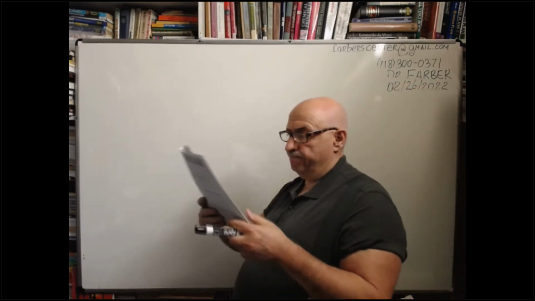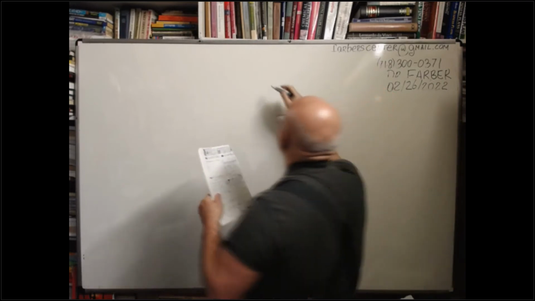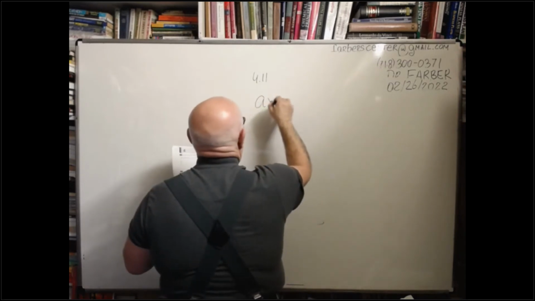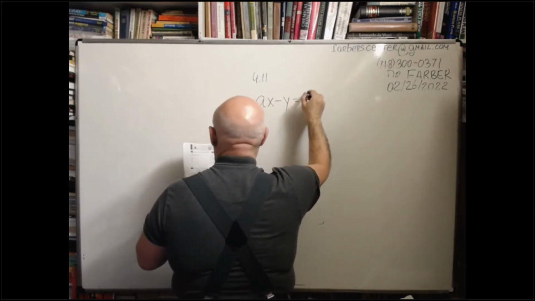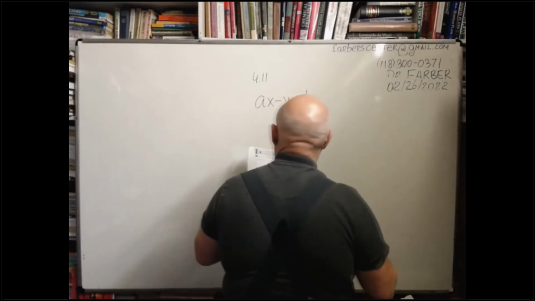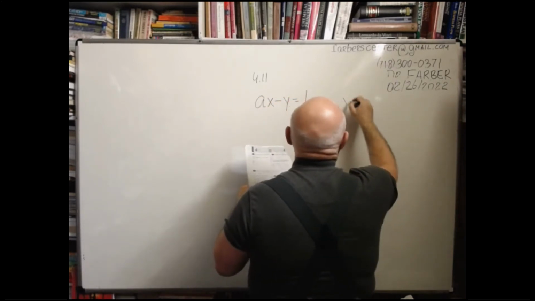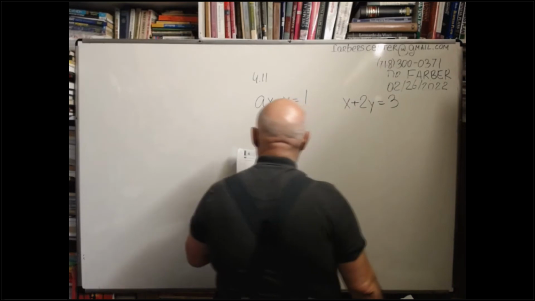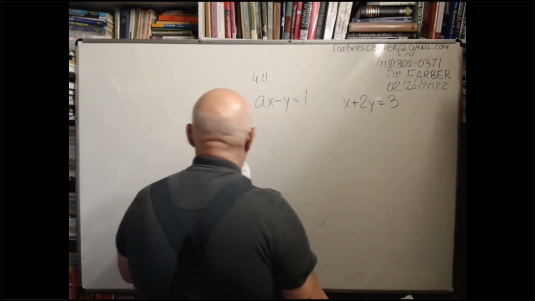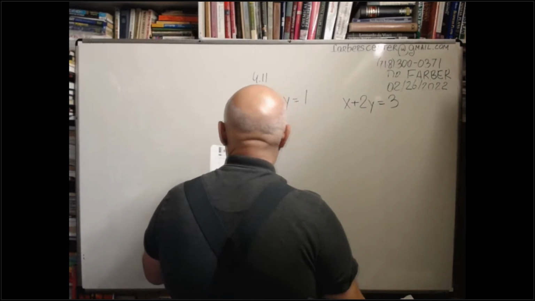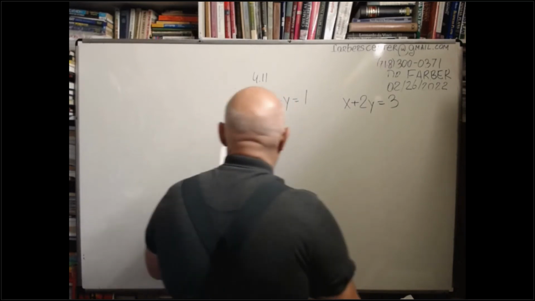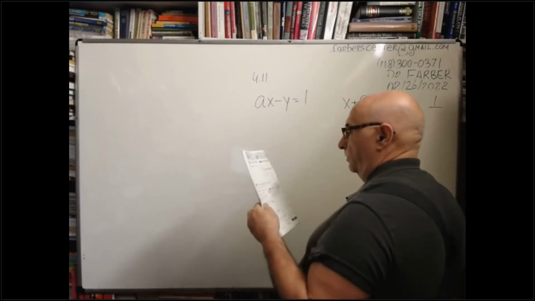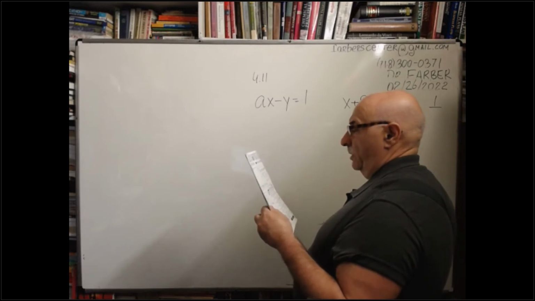For 11, what we have? We have ax minus y equals 1, and x plus 2y equals 3. Is it correct? X plus 2y equals 3, ax minus y equals 1. If the lines are perpendicular, they ask you to find a.